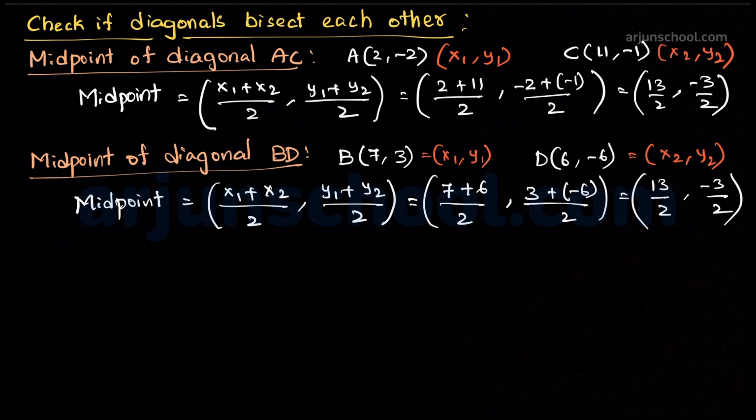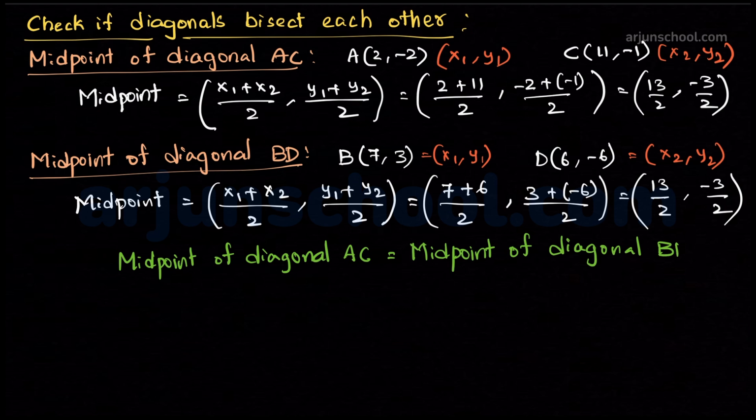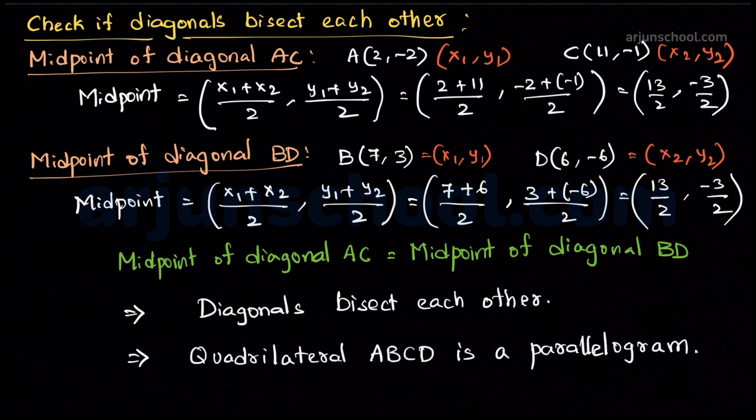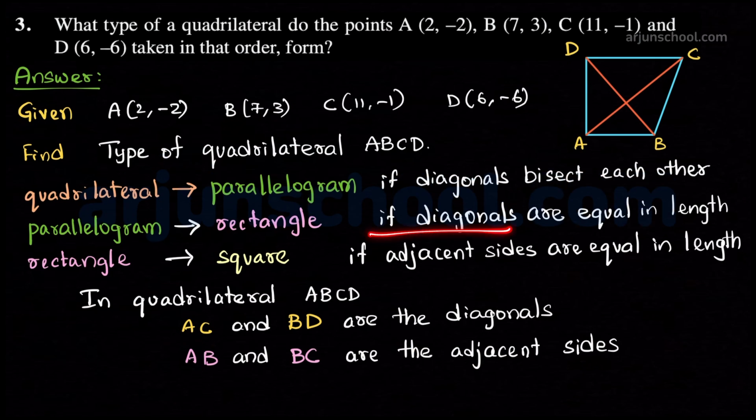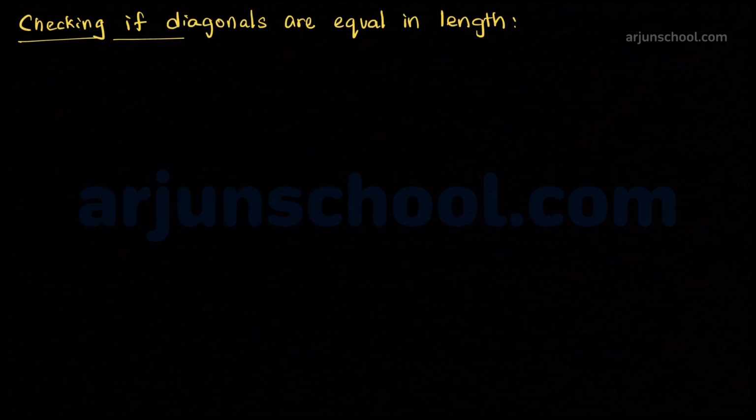We have found the midpoints of the two diagonals AC and BD. From these two we can say that the midpoint of diagonal AC is equal to the midpoint of diagonal BD. Diagonals bisect each other. Therefore, quadrilateral ABCD is a parallelogram. Next we shall check if this parallelogram can become a rectangle. For that we will check if the diagonals are equal in length.